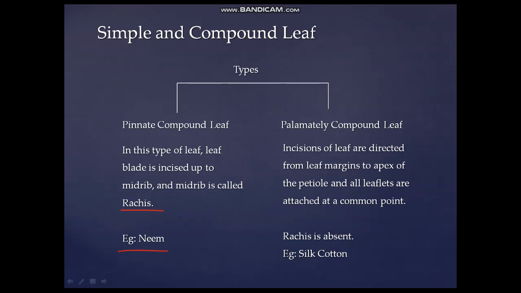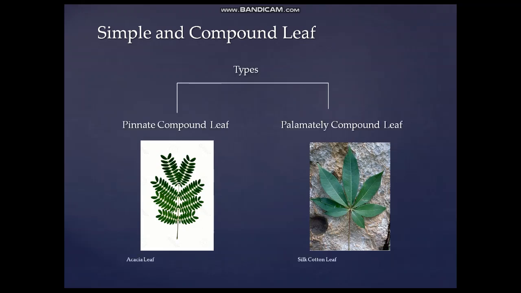In case of palmate, incisions of the leaf are directed from the leaf margin to the apex of the petiole and all leaflets are attached at a common point. Here rachis is absent. Example is silk cotton. Now look at the diagram. First one is the pinnate compound leaf. Here look at it, the midrib is common, but now it is not called midrib, it is called rachis. In case of silk cotton, look at it, from one point many leaves arise. Here rachis is absent.